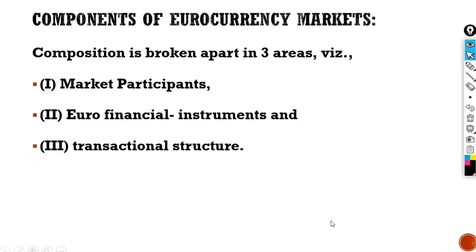Okay, the next thing that we need to go through is the components of euro currency markets. Now, the composition of the euro currency market is broken apart in three areas, which are number one, market participants, second, euro financial instruments, and third, the transactional structure.